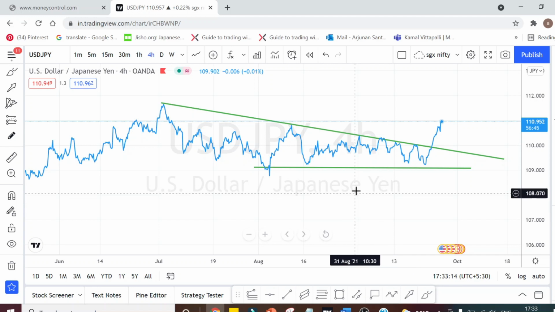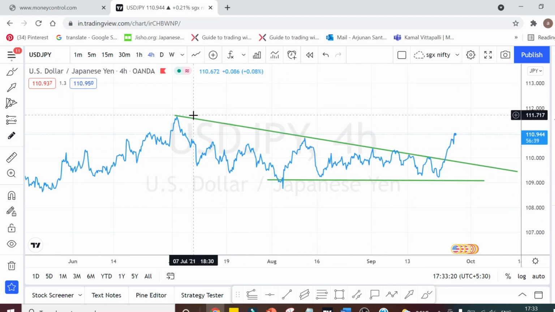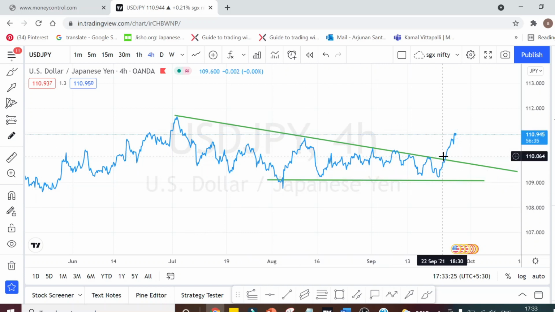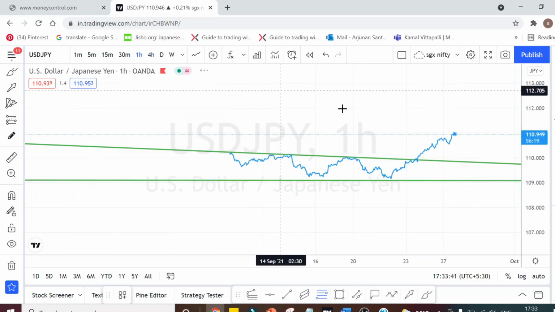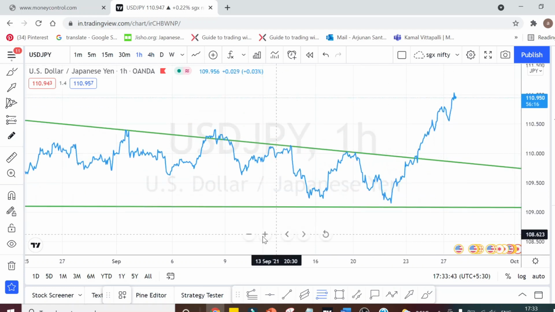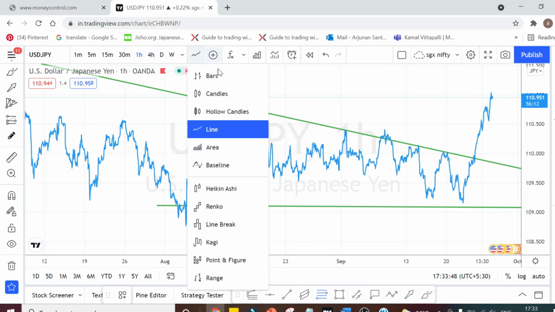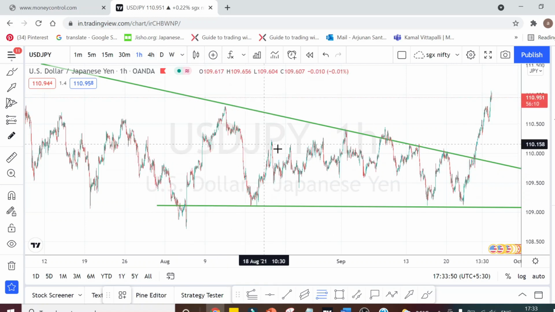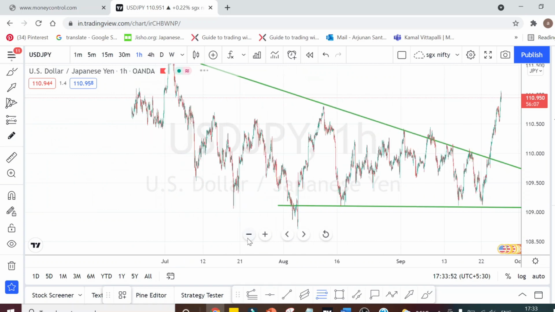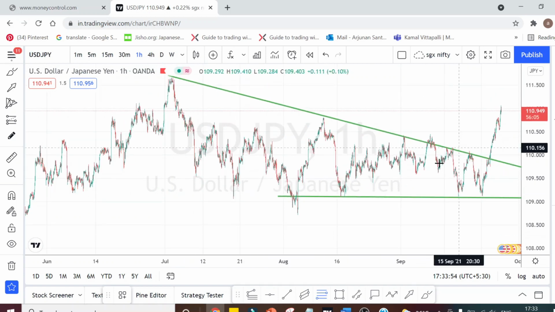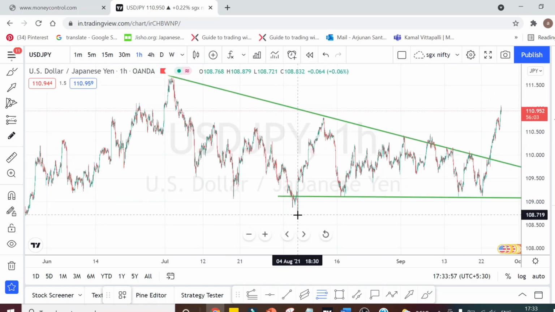Let's analyze the trading range for tomorrow. We know that it was in a triangle pattern. It was consolidating here. Then at this point, it has broken the dynamic resistance, and it has started to move up. Let me go to the hourly chart so that we can see more in detail. And I'm changing into a candlestick chart.